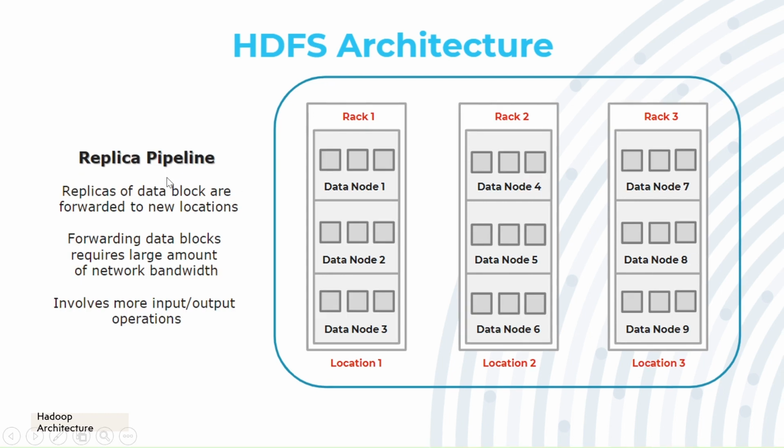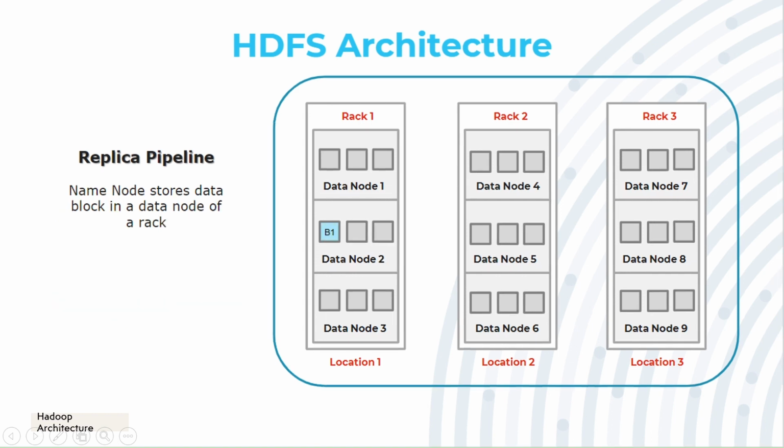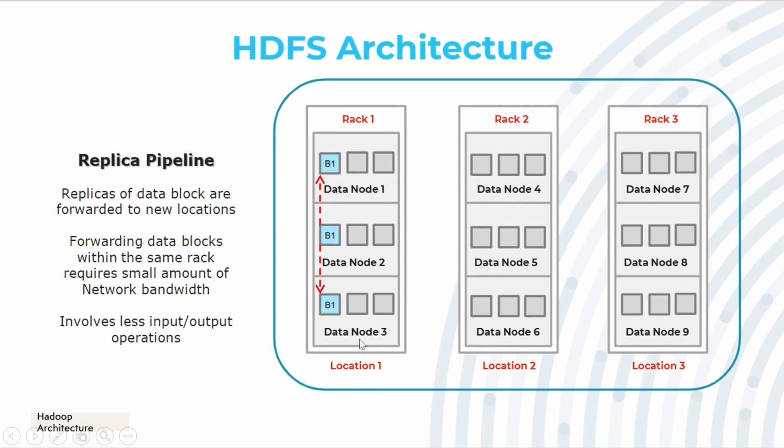So this is a replica pipeline. Replicas of data blocks are forwarded to new locations. Data node 1 will not store all the replicas of one block. If I talk about B1, when the name node stores a data block in a data node of a rack, just take an example: B1 is stored at data node 2 at location 1. Okay, now all the replicas will not be stored at one location.